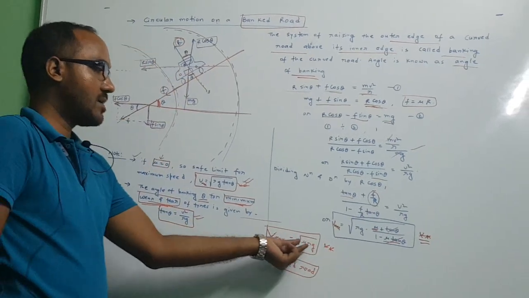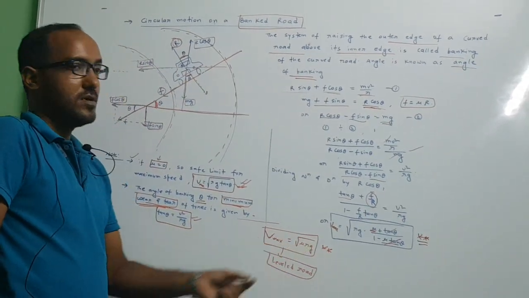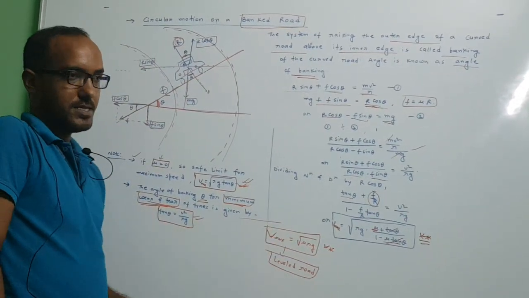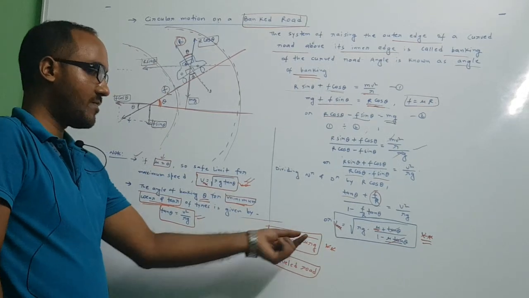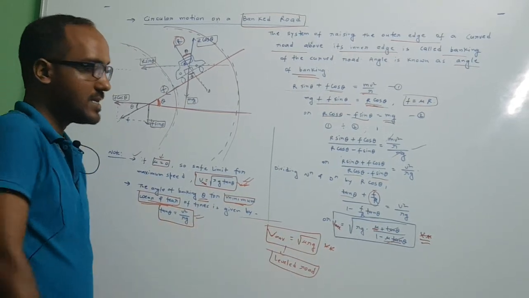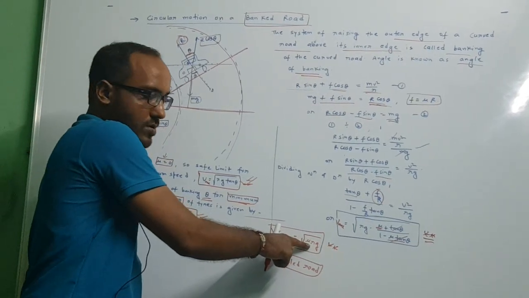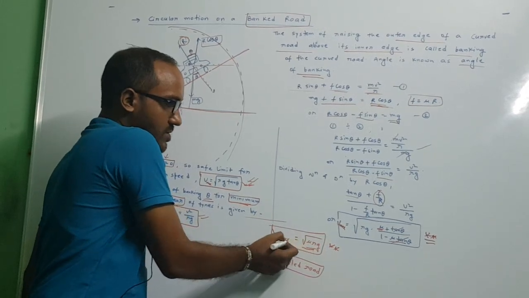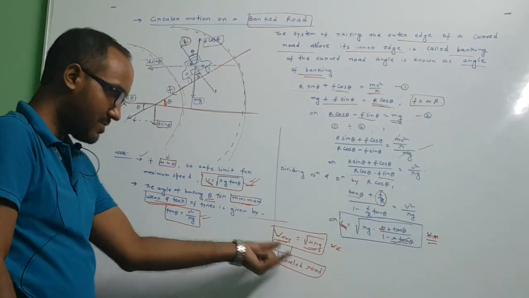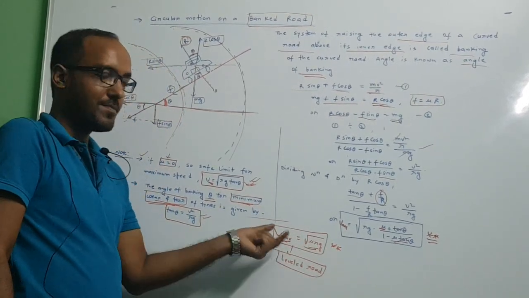But look at this case. If we make the road frictionless, that is, for a muddy road or sandy road or in the rainy season, mu will be almost 0. So there mu is 0, so velocity would be 0. That means there is a chance of slipping.